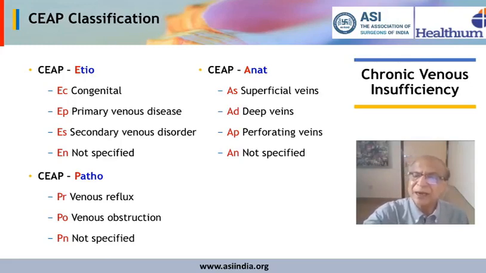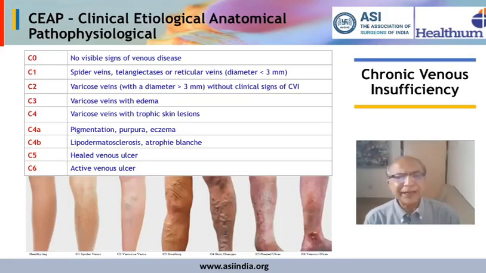Anatomically, 90 to 99% it will be superficial veins. Rarely it will be deep veins, which is acronymed as AD. Perforating veins, AP, and not specified as AN. So the CEAP classification that I just discussed is summarized here. It ranges from C0 to C6. CEAP is clinical, etiological, anatomical, and pathophysiological.